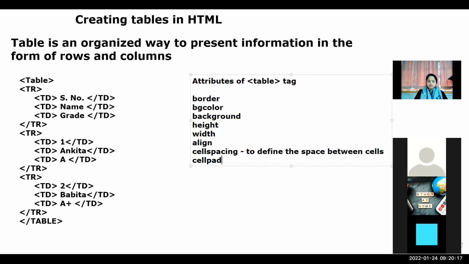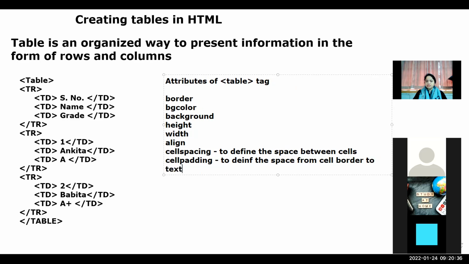Then we are having cell padding, to define the space from the cell border to the text. How much space should there be between the text and the cell border? That means the space within the cell. How much space do we want inside the cells? To define the space from the cell border to the text.